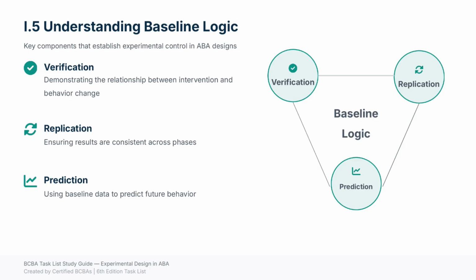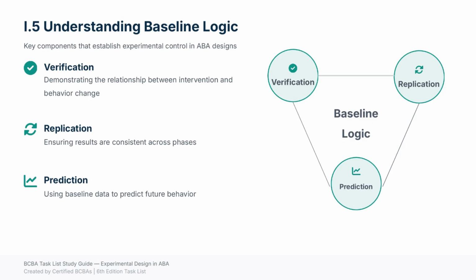Baseline logic is the conceptual framework that allows behavior analysts to demonstrate experimental control. There are three essential components. First is prediction. Baseline data are used to predict what behavior would look like if no intervention were introduced. Second is verification. Verification confirms that changes in behavior are related to the intervention. Third is replication. Replication involves repeating the effect to ensure the relationship between the intervention and behavior change is reliable.